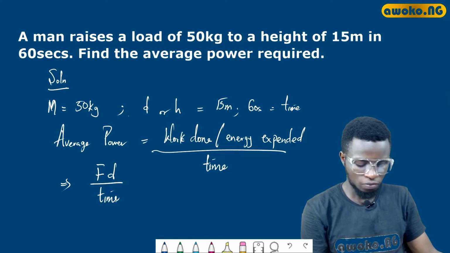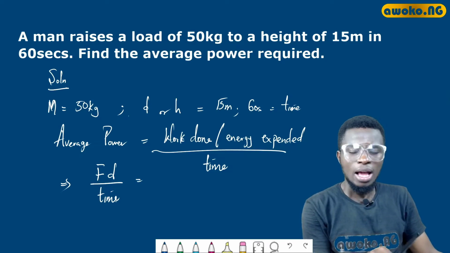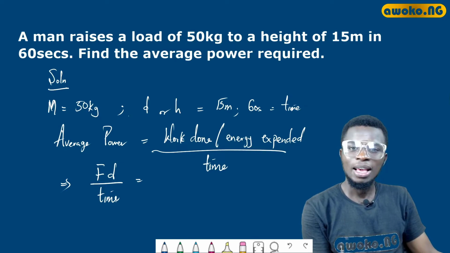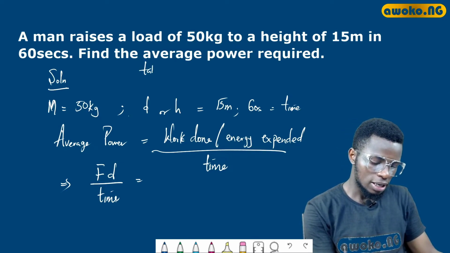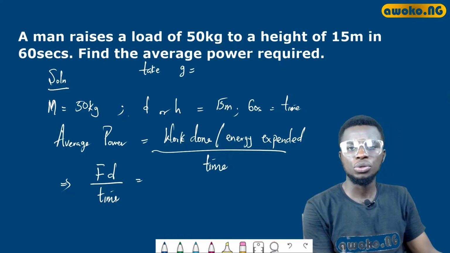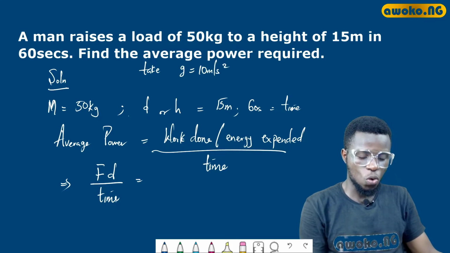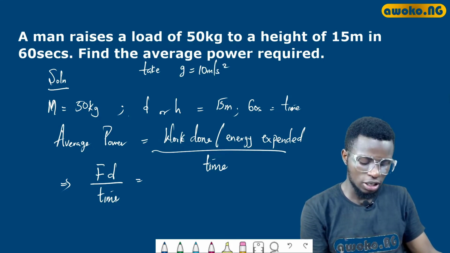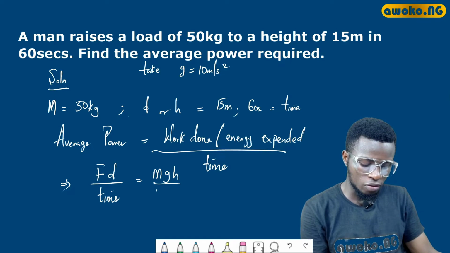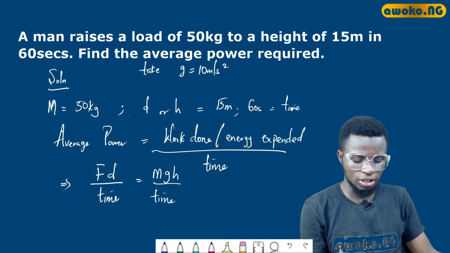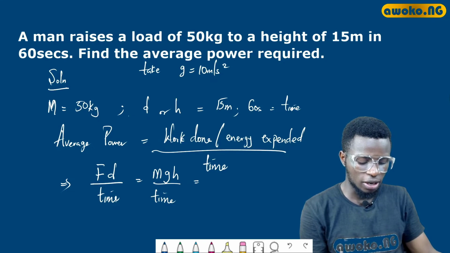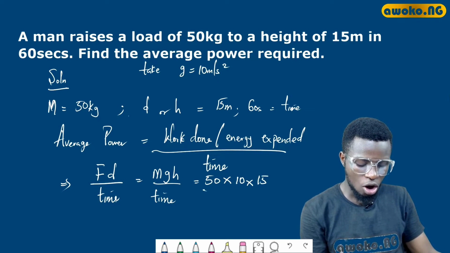But what is the force? We're not given force in this question, but we're given the mass and the height. Of course, let us take G, the acceleration due to gravity, as approximately 10 meters per second squared. So if we have this, we know that force is equal to mass times acceleration due to gravity, so power is mass times g times height all over time. So if you input the parameters into this formula, we have 50 times 10 times 15 all over the time taken, which is 60 seconds.